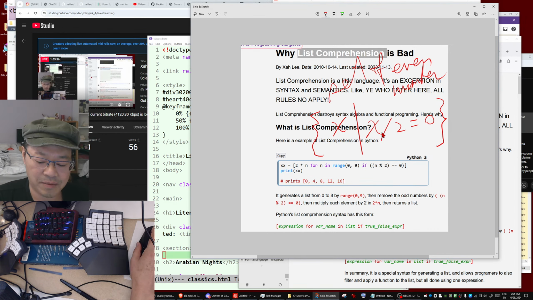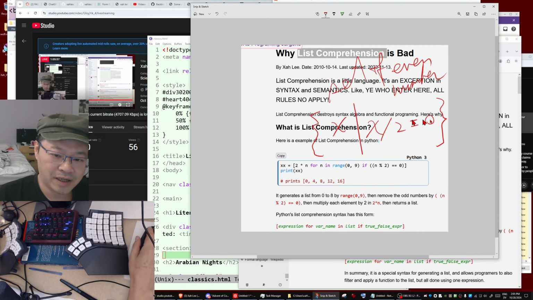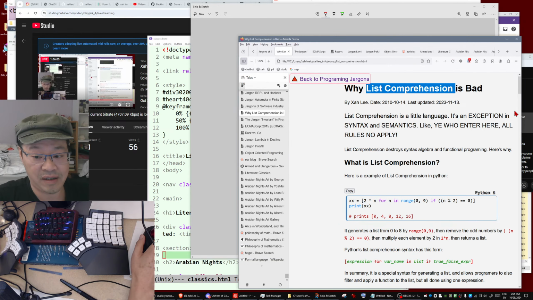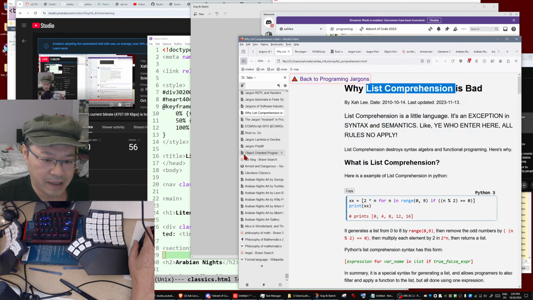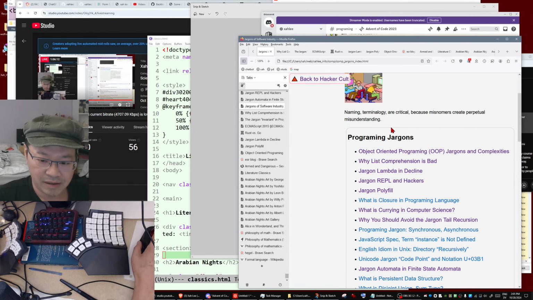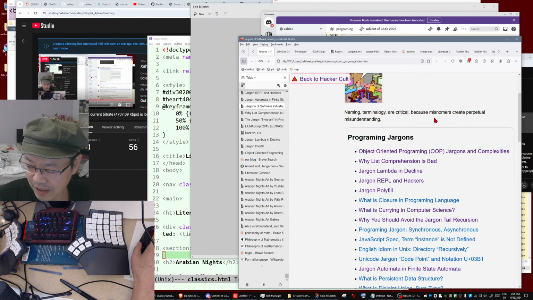I started to talk about the philosophy of mathematics because this set notation is one of the most idiotic things in mathematics, if you go by the school of intuitionism and formalism. But the Python people, the Haskell people, don't know. They have no idea. They don't know anything about math or the history of math. So we were talking about list comprehension, and then I was talking about these jargons. I was showing you my collection of essays on jargons.